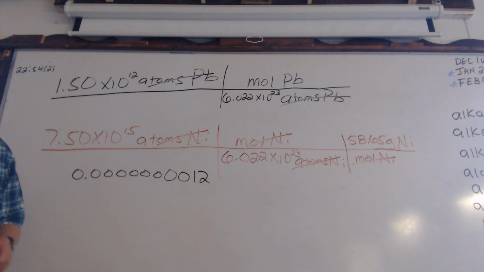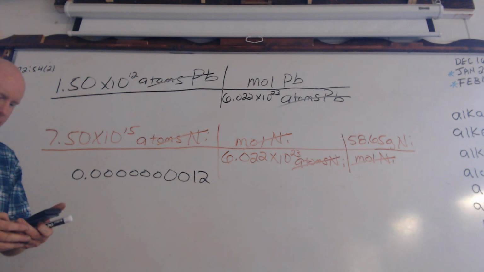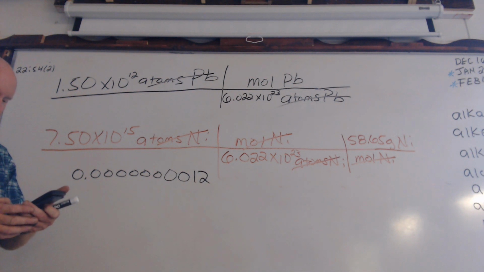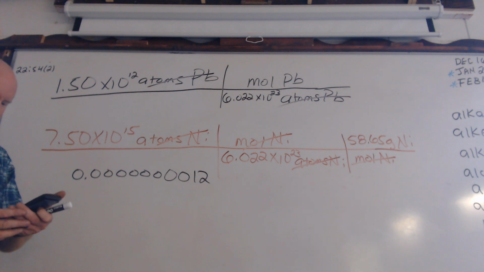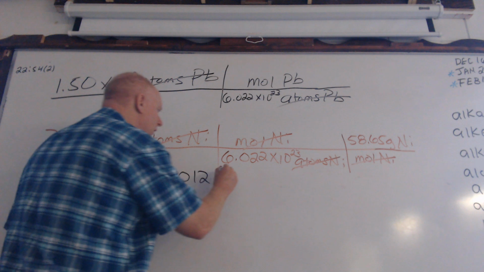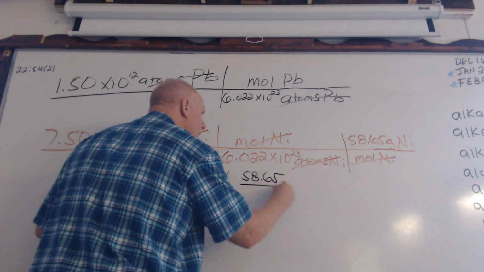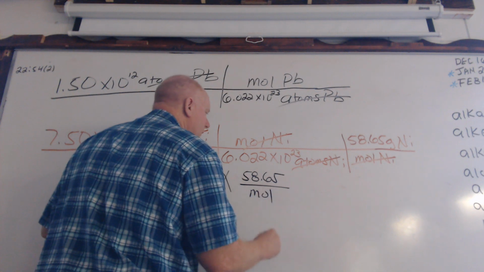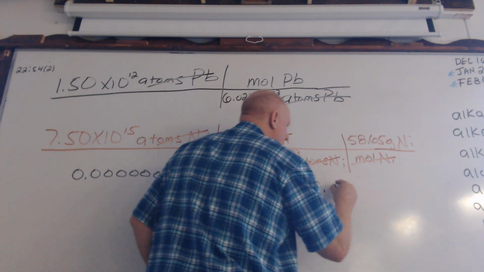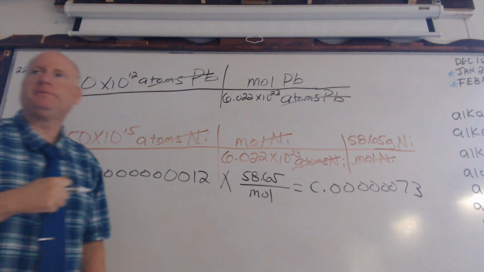Okay. So now, ideally, if we take that times 58.65, we get this. Six zeros and then 73. Yes. Yeah, okay.